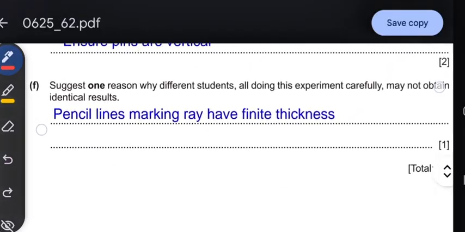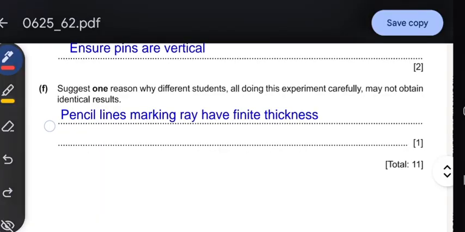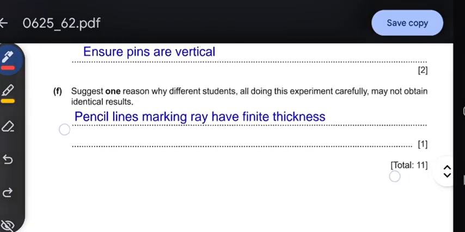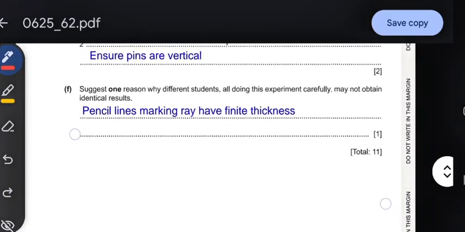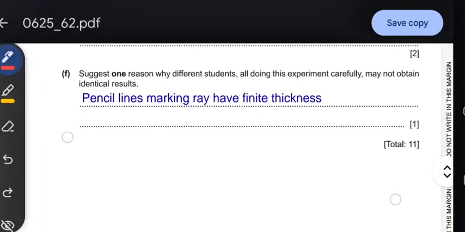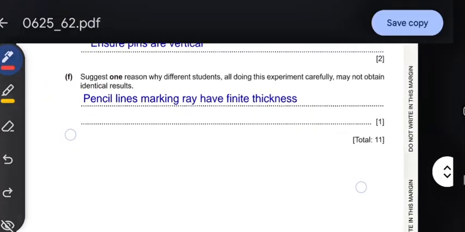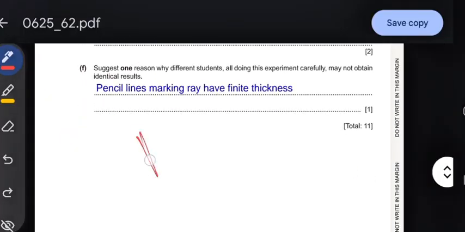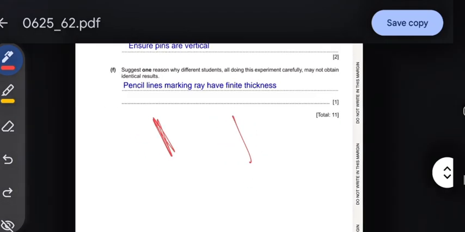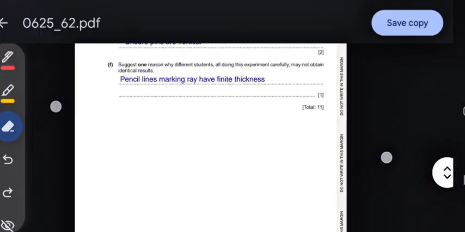All right, so just one reason why different students all doing this experiment carefully may not obtain identical results. You can see pencil lines marking have finite thickness, like some are using thick pencils, some are using thin pencils. So when they keep the protractor and the scale reading and all, it's not that accurate.